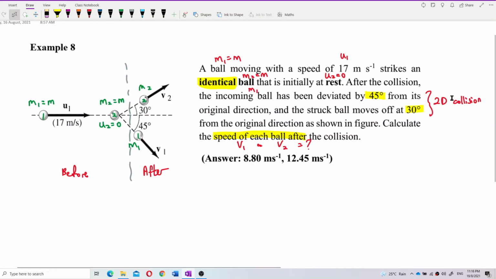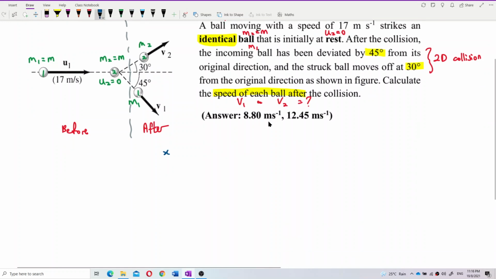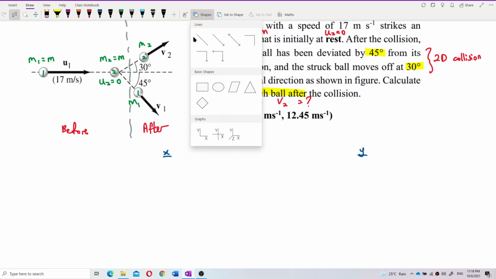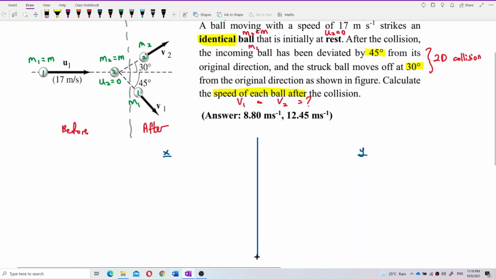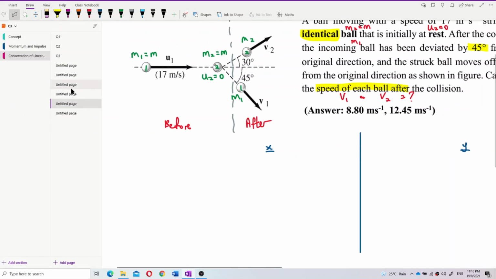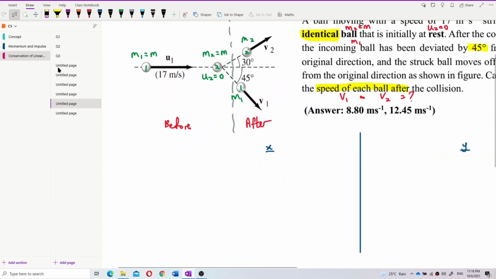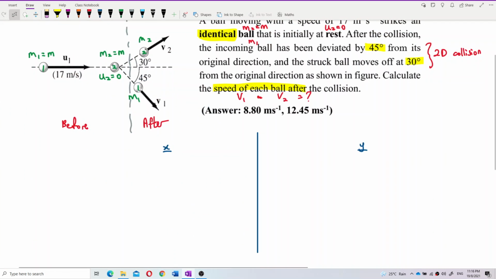As you can see, this one is a two-dimension collision. So what we have to do is the conservation of momentum for the x component and y component. We need to do x and y components separately. So I divide this into two columns because we need to do them separately. Again, I write down the formulas.